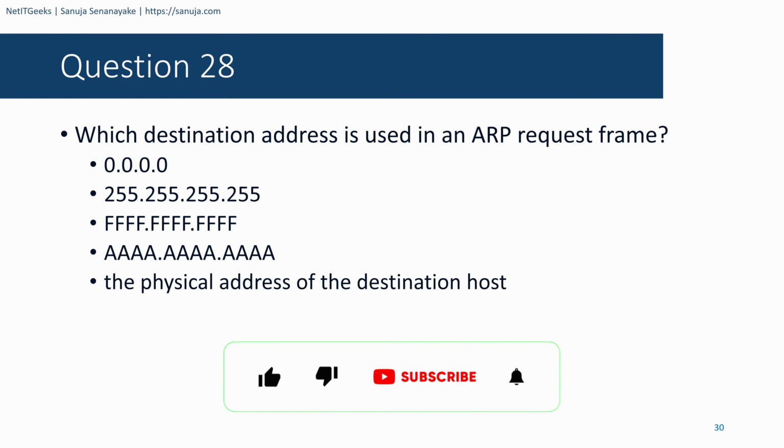Question number 28. Which destination address is used in an ARP request frame? So which destination address is used in an address resolution protocol request frame? The options: 0000 is all zeros, or 255.255.255.255, or all Fs, so all Fs, or all As, so all As, the physical address of the destination host. So which destination address is used in an ARP request frame?